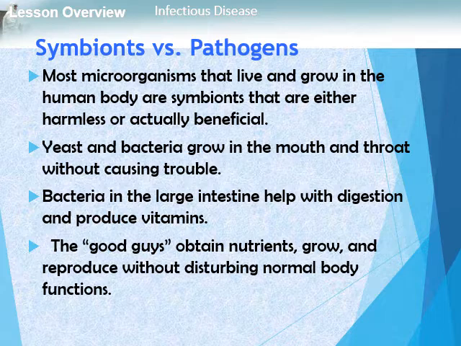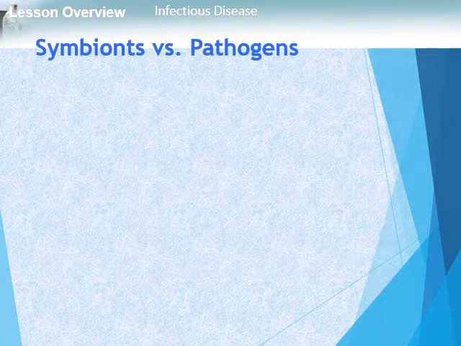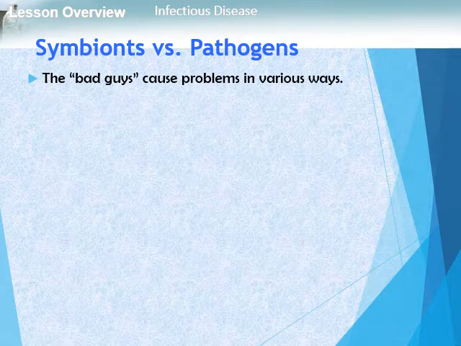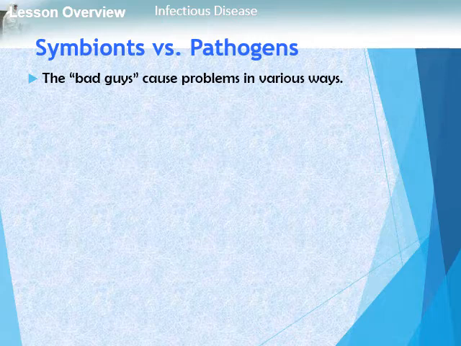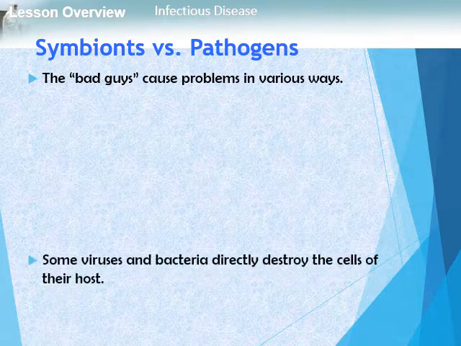So these organisms, such as bacteria that live in the intestine and yeast that grow in the mouth and throat, are good guys that obtain nutrients, grow, and reproduce without disrupting normal body functions. On the other hand, the pathogens are bad guys that cause problems in various ways.